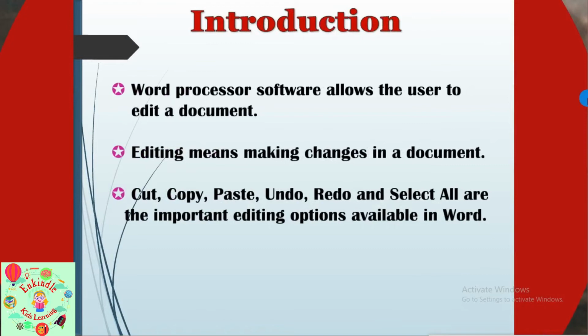In the past, typewriters were used to type documents. The text was typed directly on paper, which made it difficult to edit or correct mistakes. Word processor software allows the user to edit a document. Editing means making changes in a document. Cut, copy, paste, undo, redo, and select all are the important editing options available in Word.